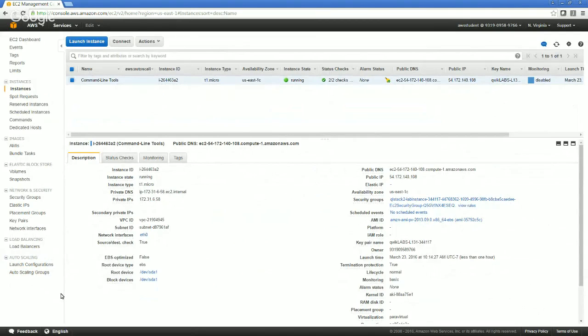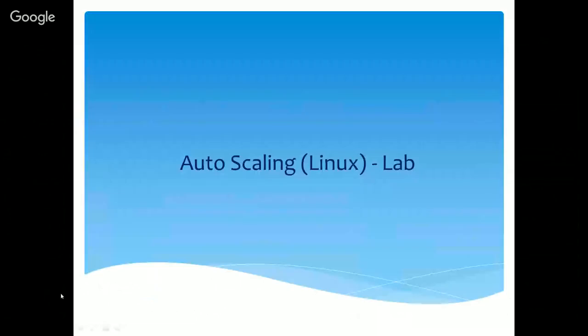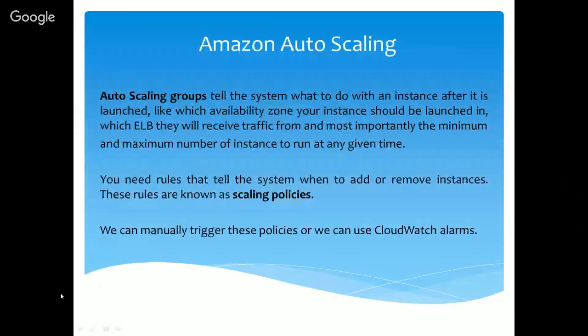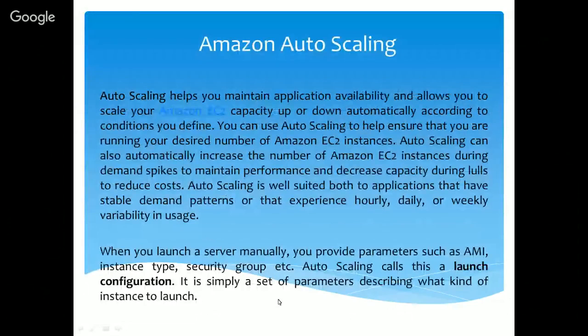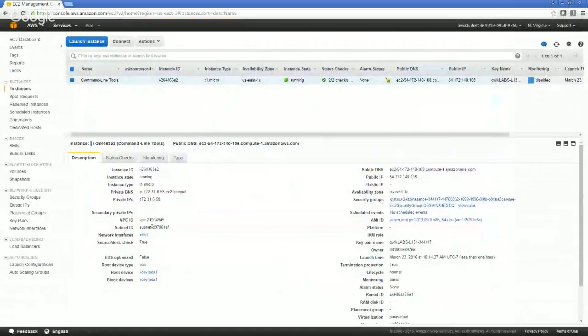Going back to the presentation quickly, the first thing that we need to do is define these parameters. So we need to create a launch configuration, which is a set of parameters where we tell it the type of AMI, security groups, and some of the other things. So let's go ahead and click on launch configuration.